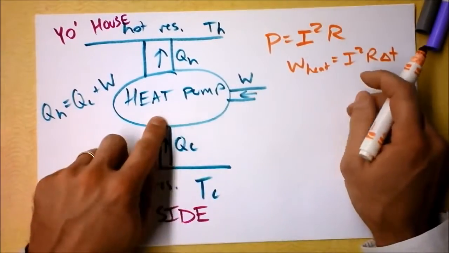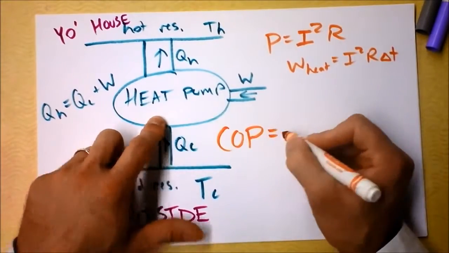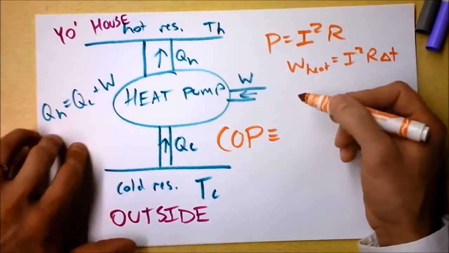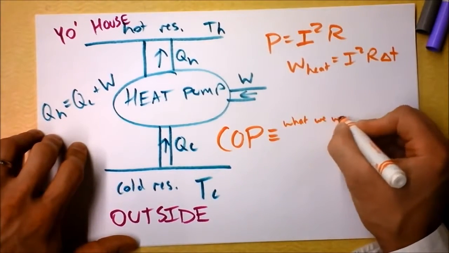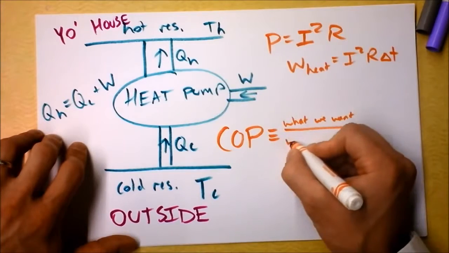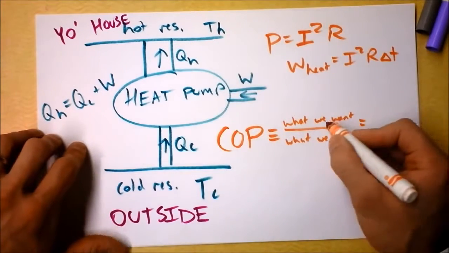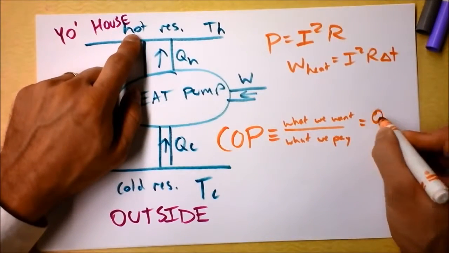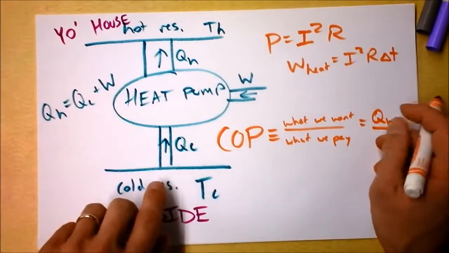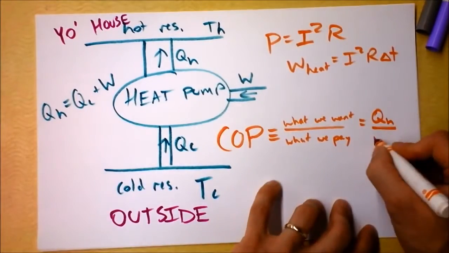But if you get a heat pump, you can get a coefficient of performance for that heat pump. Let me define that carefully for you. Coefficient of performance is going to be what we get, what we want, over what we pay. That's the way I like to think about this. What we want is heat going into your house, so that's going to be QH. And what we pay is this work. We don't pay for this heat that we're stealing from the outside. We pay for the work.